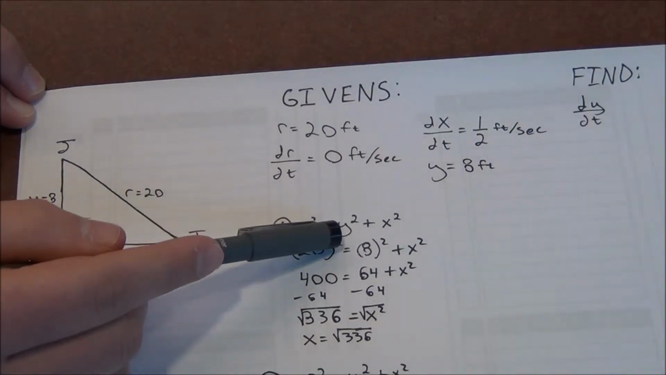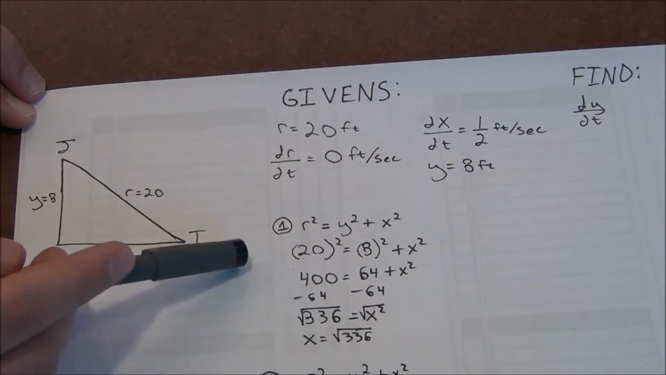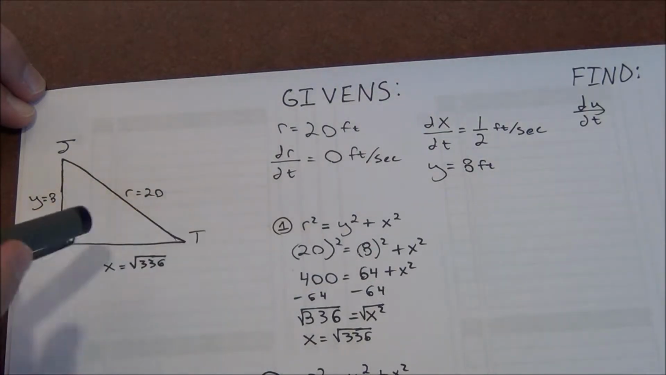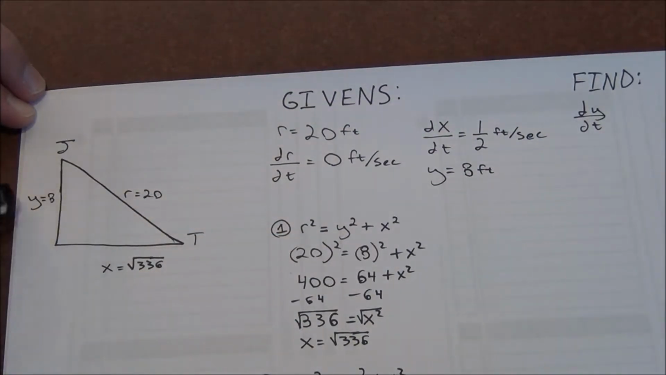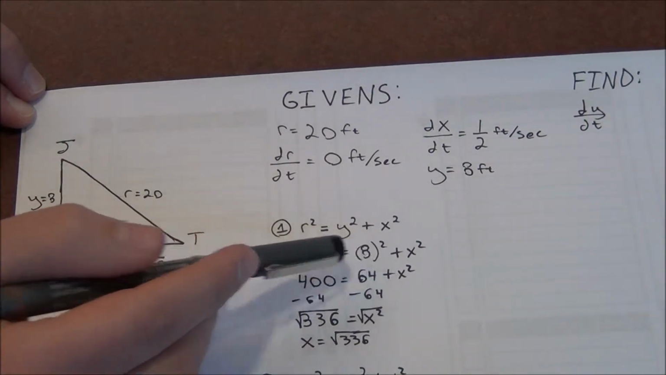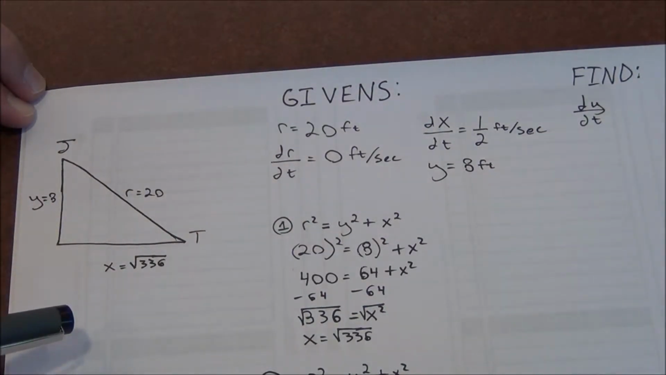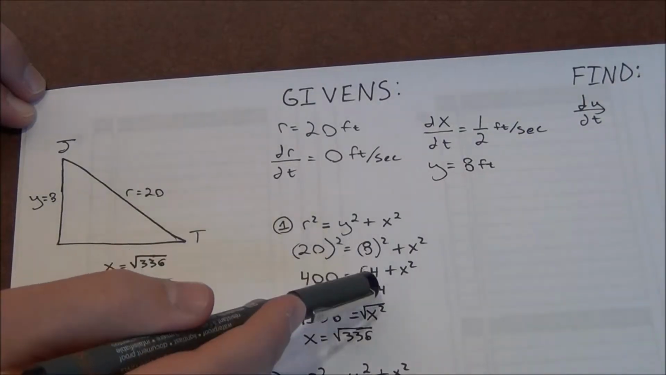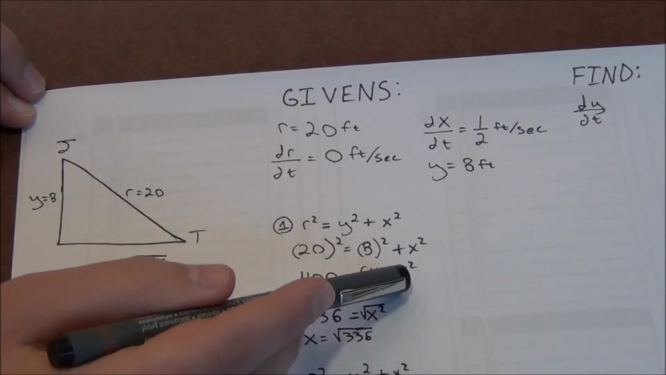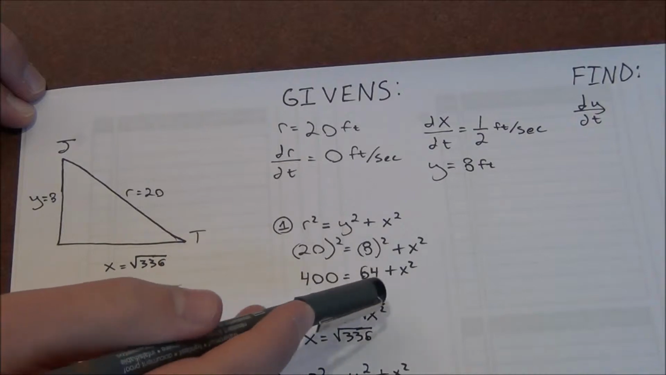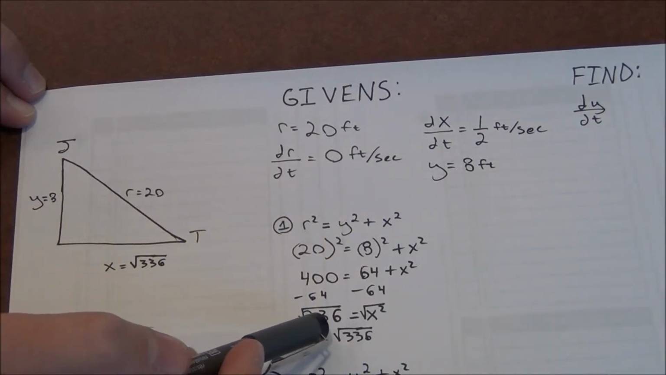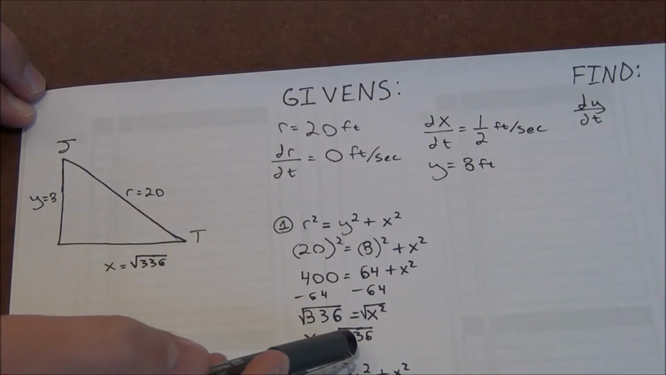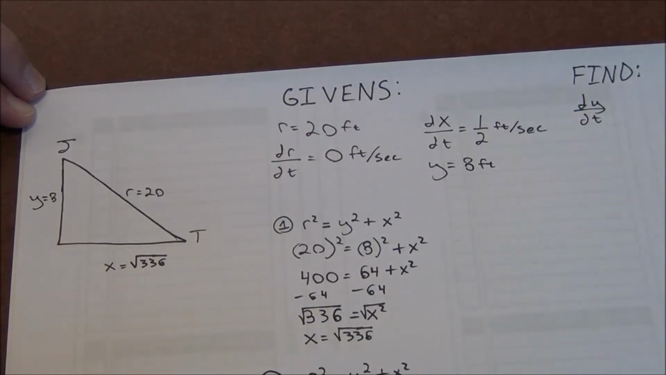r squared equals y squared plus x squared. You would plug in your values, so you're given r, 20 to the power of 2, equals, you're given y, 8 to the power of 2, plus x to the power of 2. So 20 squared is 400, 8 to the power of 2 is 64, plus x squared. Minus 64 from both sides, you get 336 equals x squared. Take the square root of both sides, x equals square root of 336.